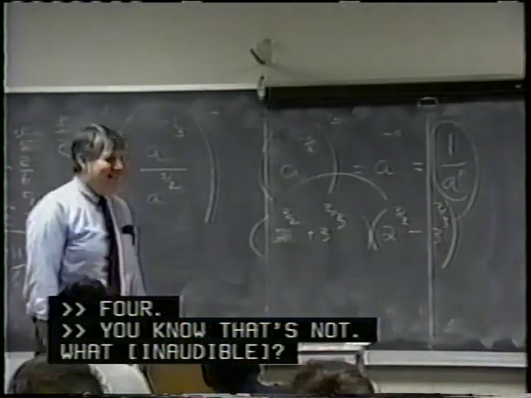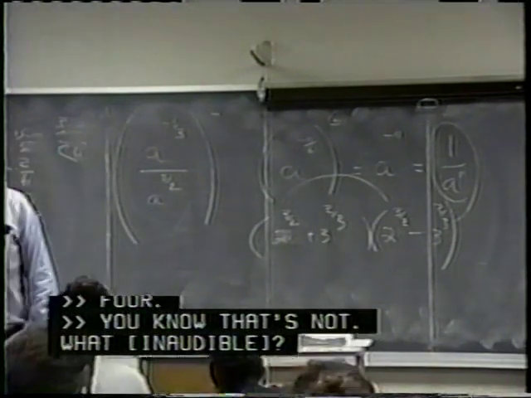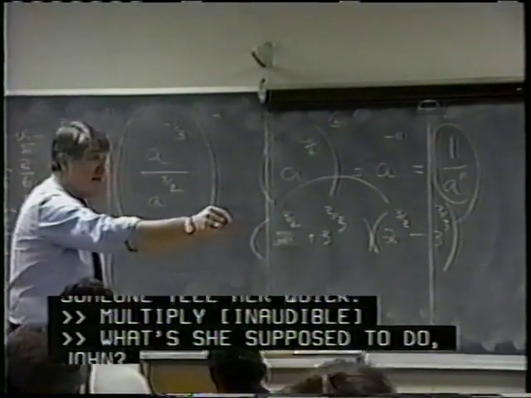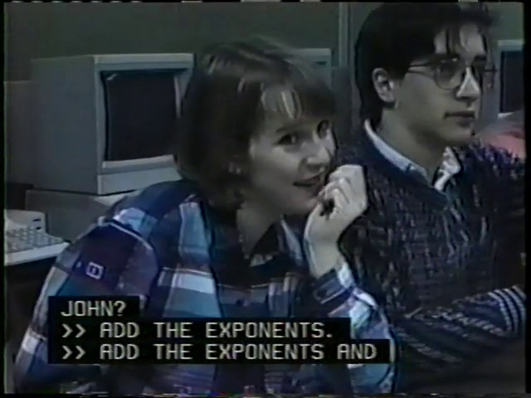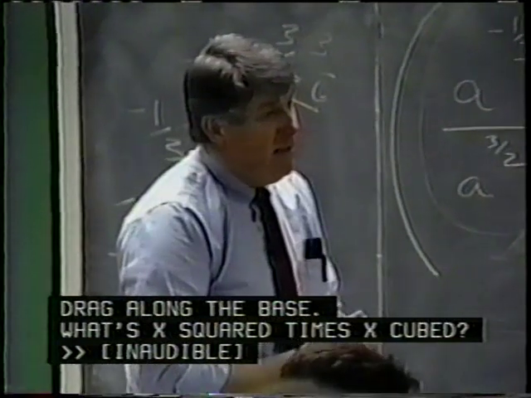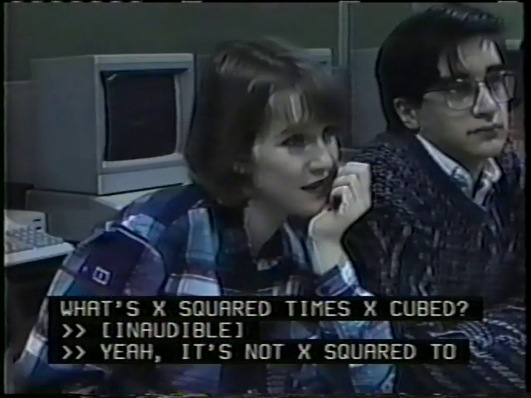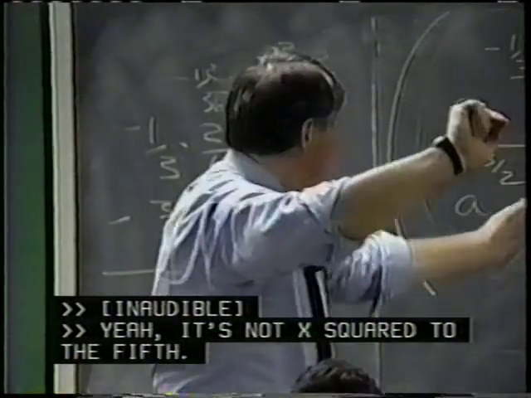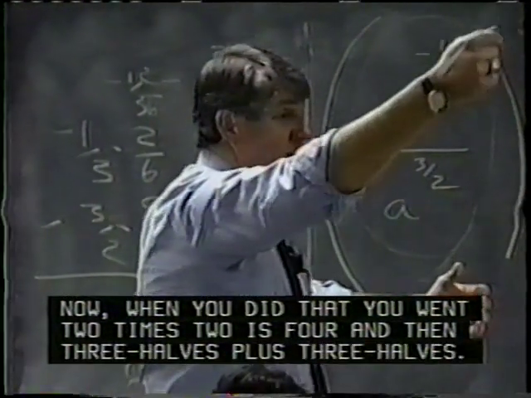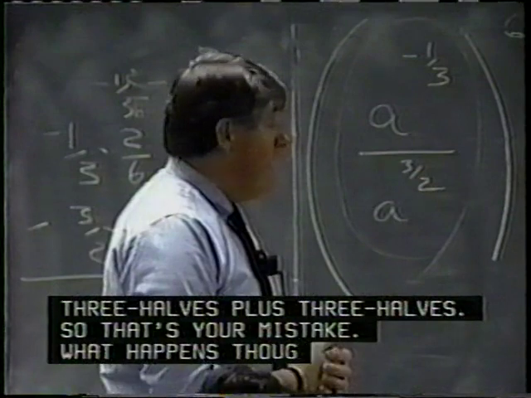You know that's not right. What did she do wrong? Someone tell her, quick. And what's she supposed to do, John? Add the exponents and drag along the base. Look, what's x squared times x cubed? It's not x squared to the 5th. See what I'm saying there? Now, when you did that, you went 2 times 2 is 4, and then 3 halves plus 3 halves. So that's your mistake.